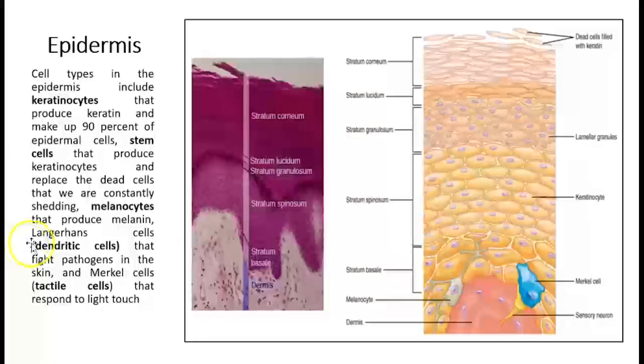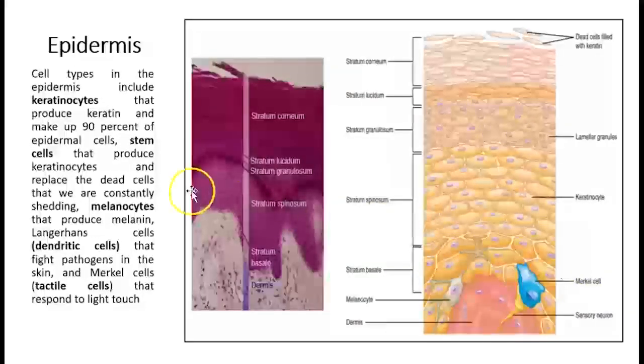Other types of cells that we have in there are dendritic cells. The dendritic cells are part of our immune system and help defend our body in case some bacteria get inside. These are the very first cells that are going to start fighting. We have other cells in here, tactile cells, that are part of receptors that help us identify things that we are touching, for example, with our fingers.